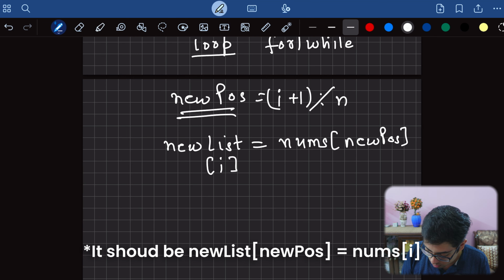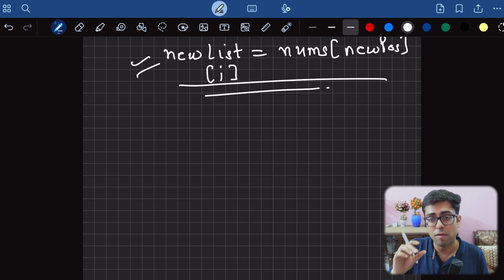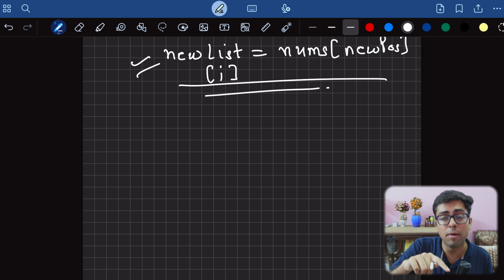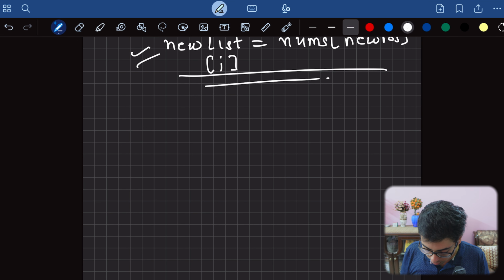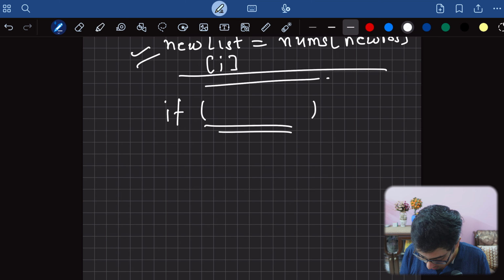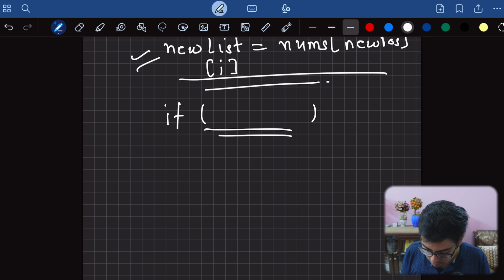So this is how our new list would be formed. And after that, we have started adding all these elements to form the newer list. The next thing that we're going to do is compare whether the newer list that we've formed in one iteration is similar to the sorted array that we need. So we're going to make an if statement and compare it. And if that's the case, we will return the count.